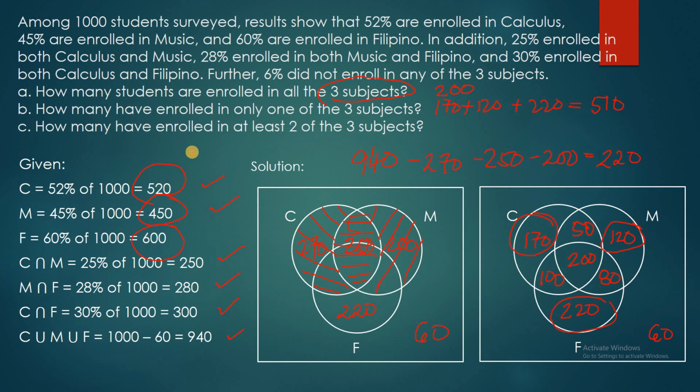Then finally, the last question, how many have enrolled in at least 2 of the 3 subjects? That means 50, that is at least 2. 100 is at least 2. 80 is at least 2. And then 200 is also at least 2. So the sum of these four is 430.